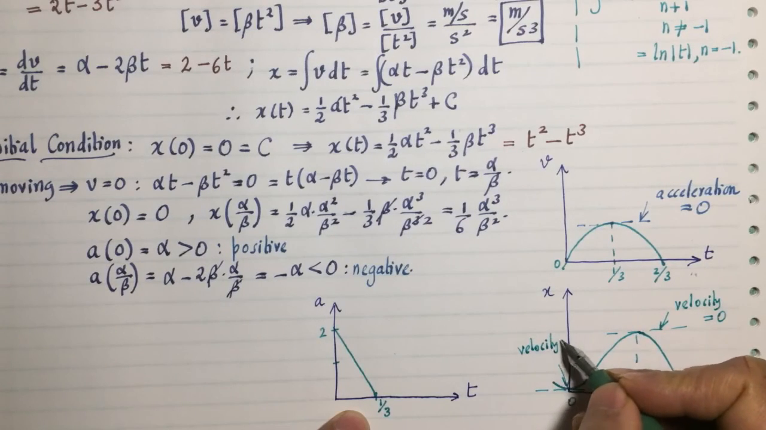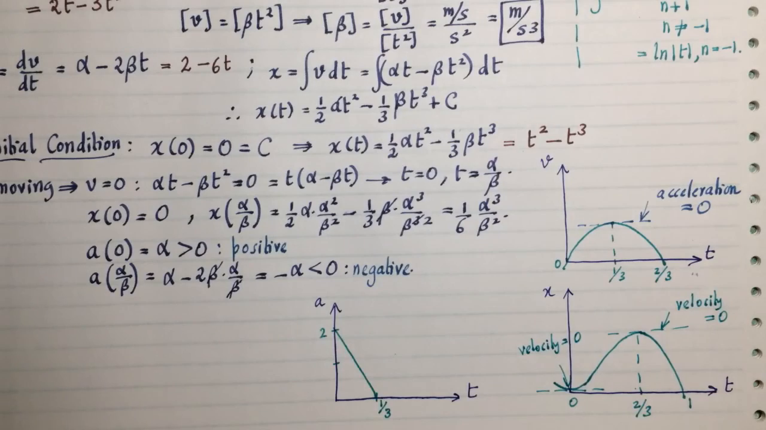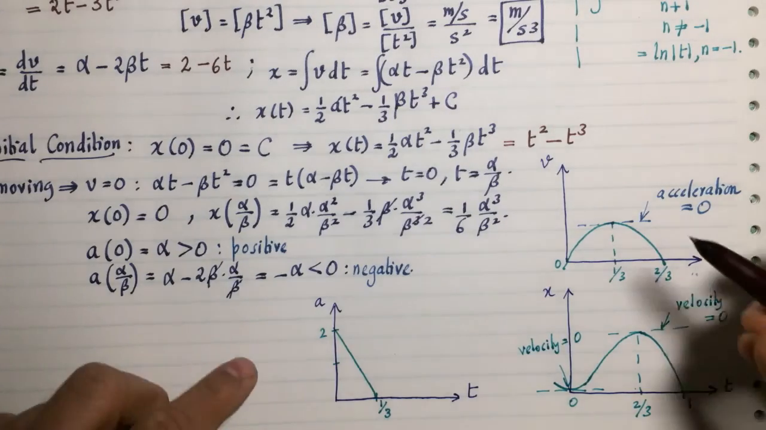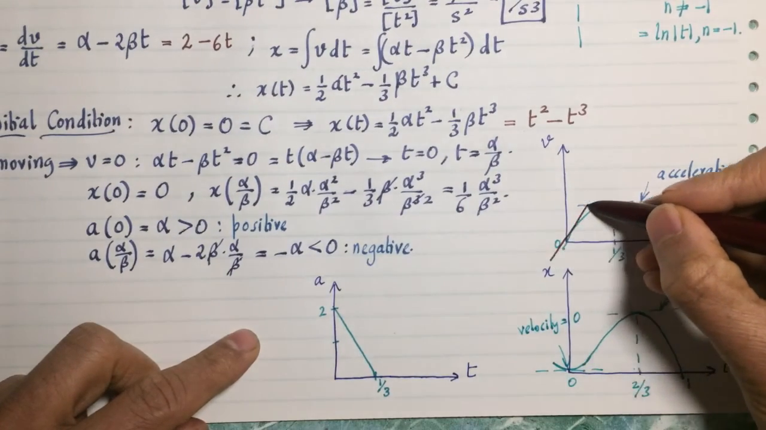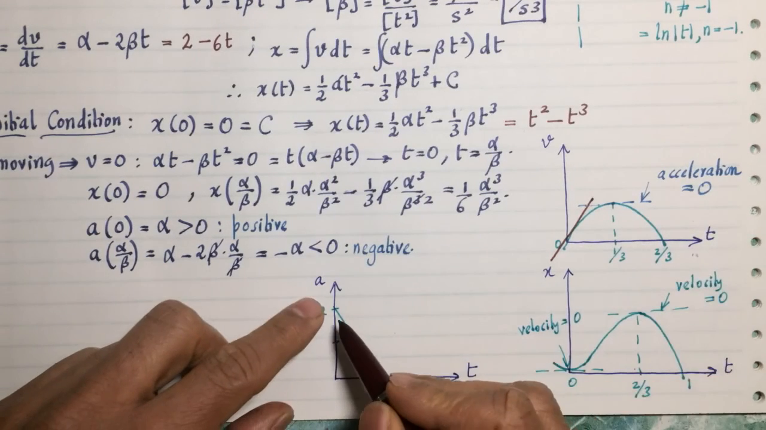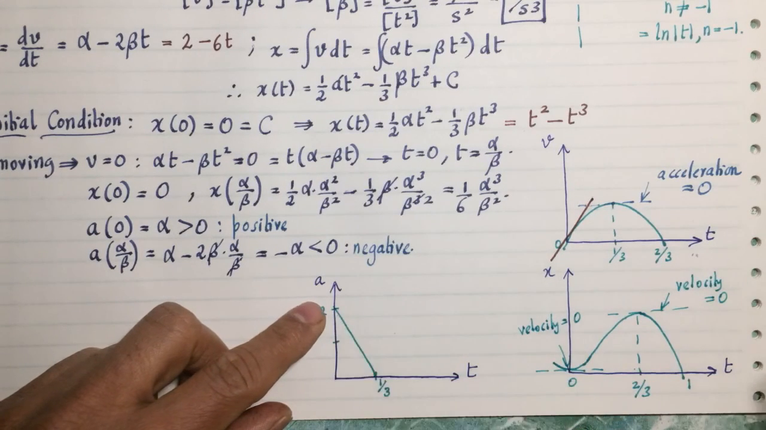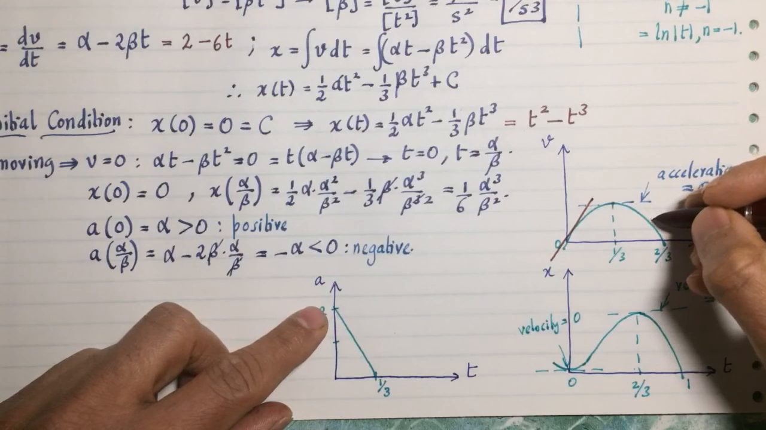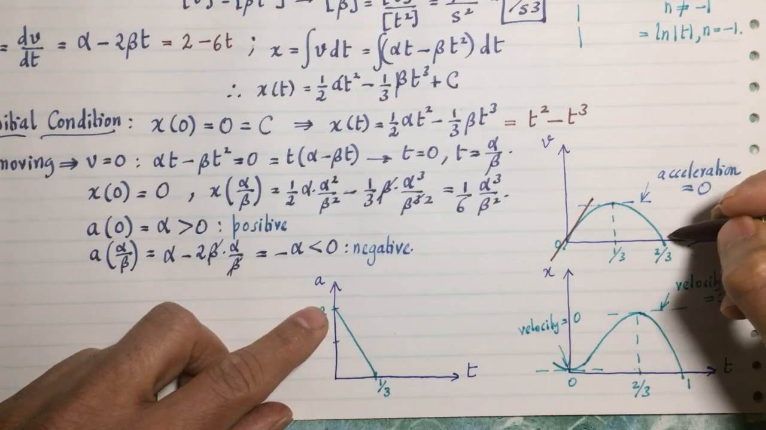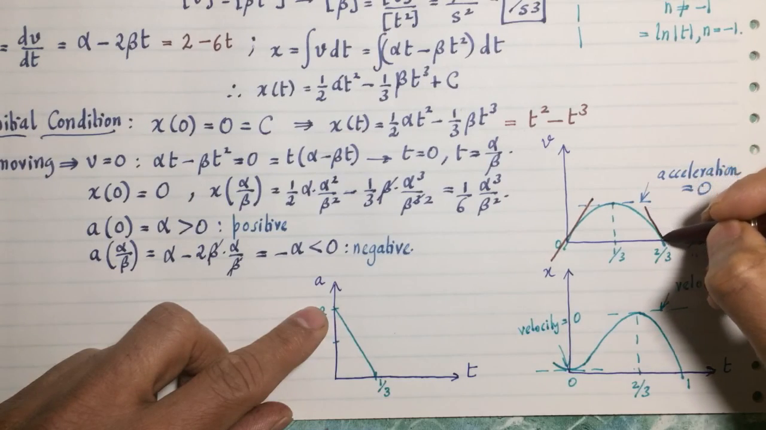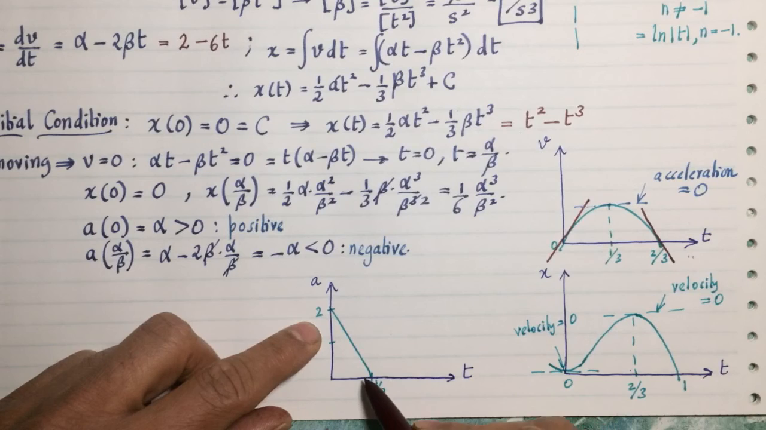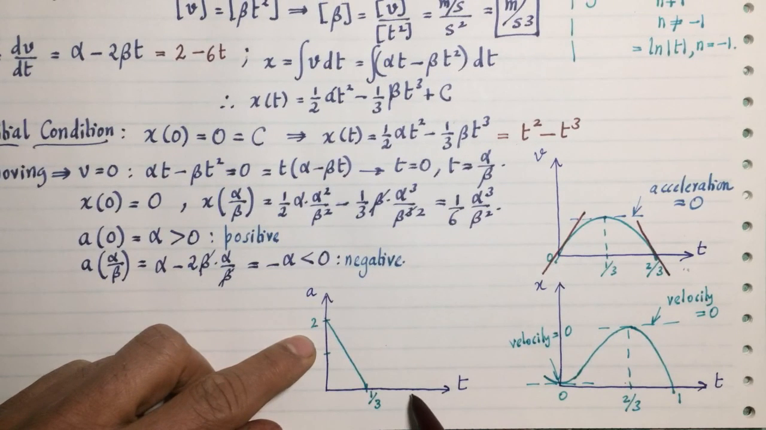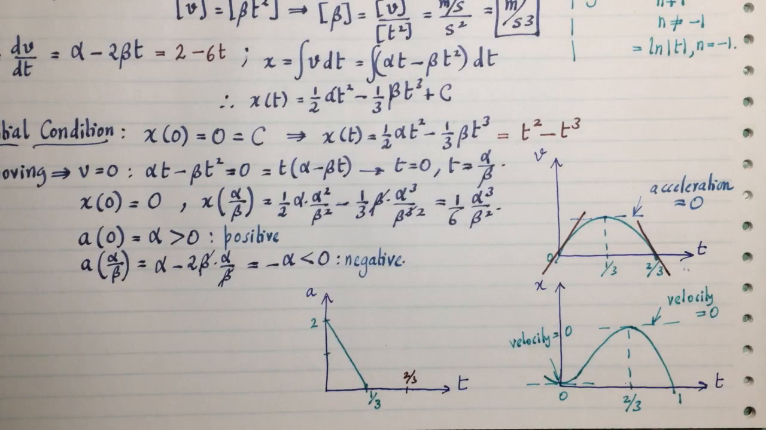Lastly, there's one more thing I wanted to point out, and that is the acceleration is positive here because that's the slope, and indeed it is positive. The value is 2 there, and the acceleration is 0 there, and then at 2/3 the acceleration is going to be negative. I have not drawn the acceleration graph that far, but at 2/3 you can imagine this thing is going to go down and the acceleration is going to be -2.